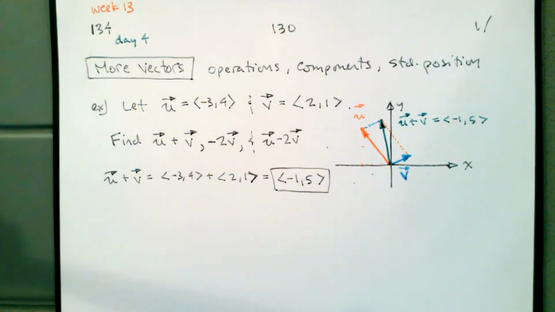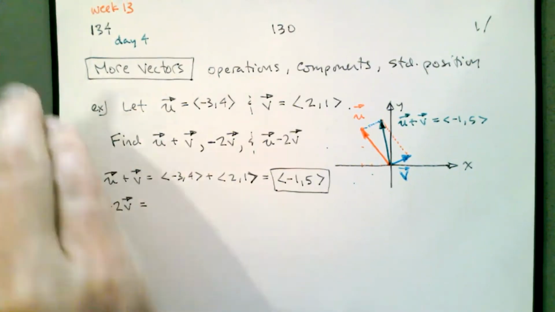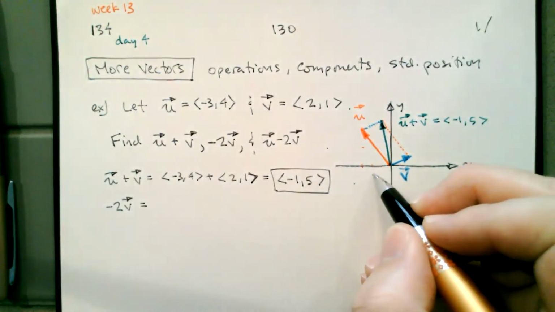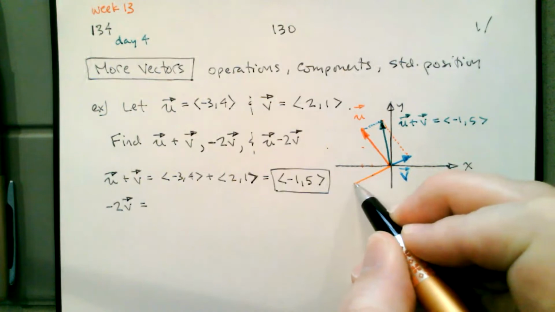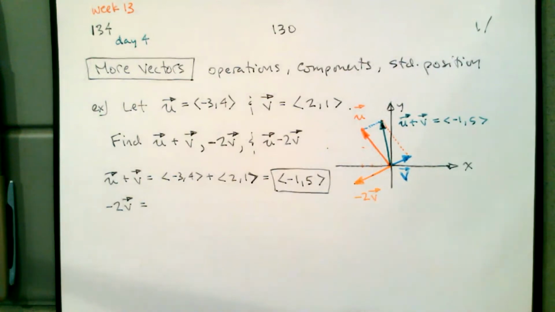The same thing happens if I want to multiply -2 times V. So if I want to do -2 times V, the negative will change the direction of V, and the 2 will stretch it by a factor of 2. So I'll take 2 copies of V. There's 1V, and then there's 2V, and it's going in the opposite direction. So there's the vector -2 times V. It's twice as long and pointed in the opposite direction.